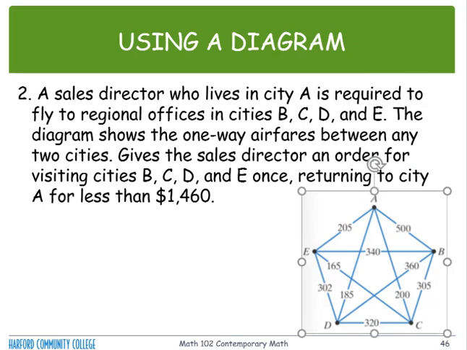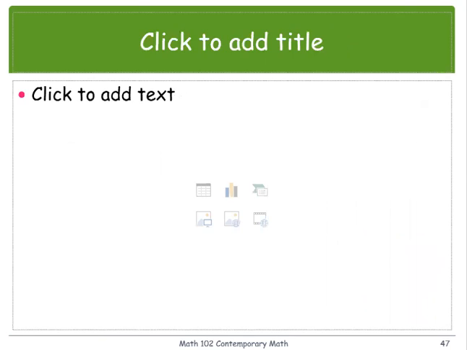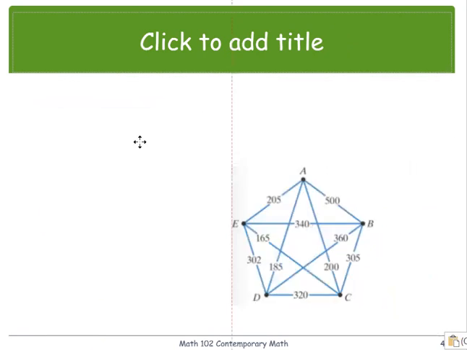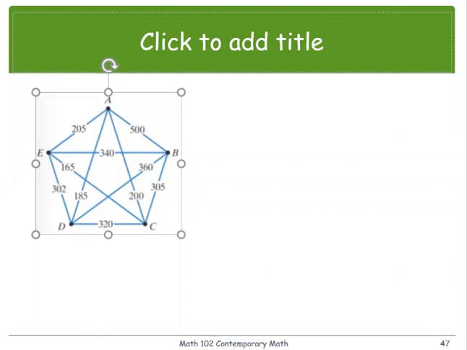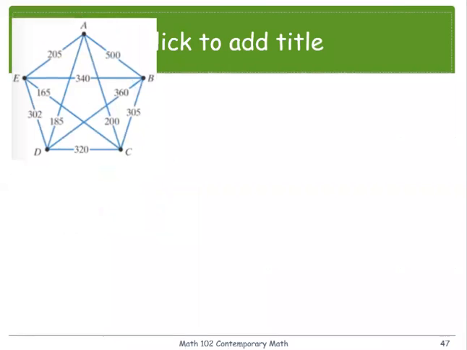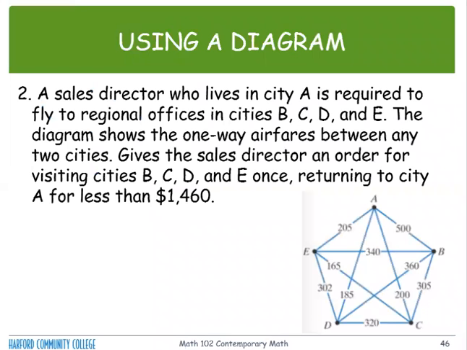Okay, let me put it on another slide and make more room. We have some restrictions here. The new slide. And the problem, I'm going to read it one more time, or go over the information we have. So starting from A, we go through the other 4 cities once, and we need the price of the airfare to be less than $1,460.